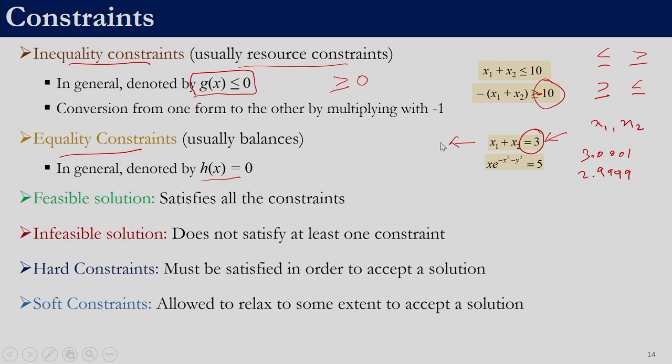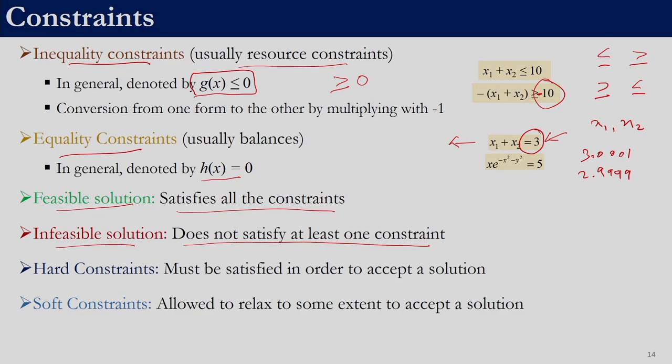So based on these constraints, a solution can be classified either as a feasible solution or an infeasible solution. If a solution satisfies all the constraints in a problem, it is said to be a feasible solution. And if a solution does not satisfy even one constraint, it is said to be an infeasible solution. So we may have 100 constraints. A solution may satisfy 99 constraints and may be failing on one constraint, failing in the sense it is not able to satisfy the requirement. Even in that case, the solution is to be classified as an infeasible solution, right?